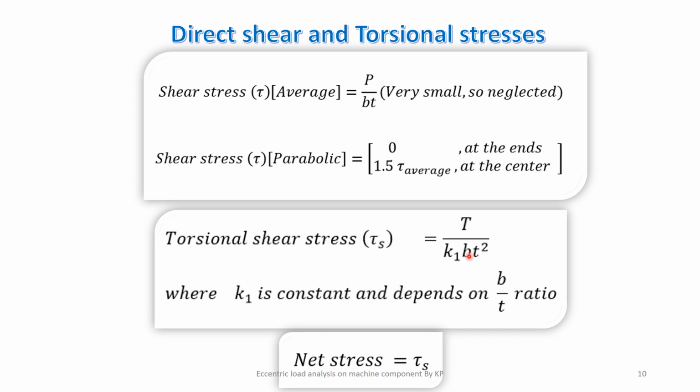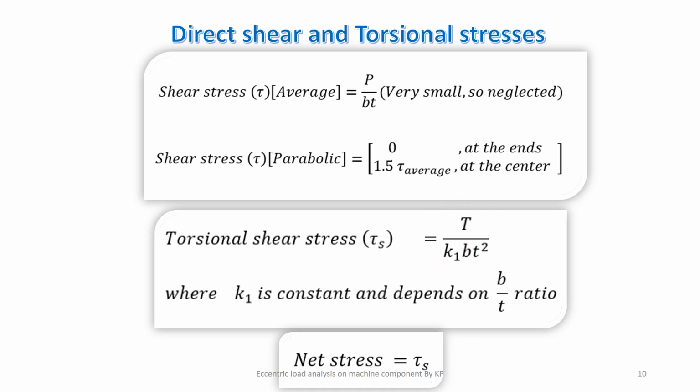So we put the value of K1, the value of B, and the value of T, and we get the maximum value at the mid of the longer side. And if we see the net value of this stress at the outer fiber, it is equal to tau s, because this value is 0 at the ends if we take the actual variation, and if we take the average value, this value is very small, so we can neglect it. So the net value is equal to the torsional shear stress, which is T divided by K1 B T square.